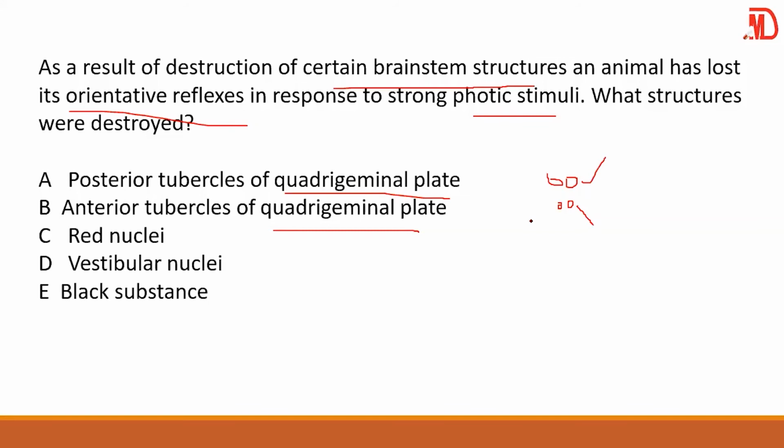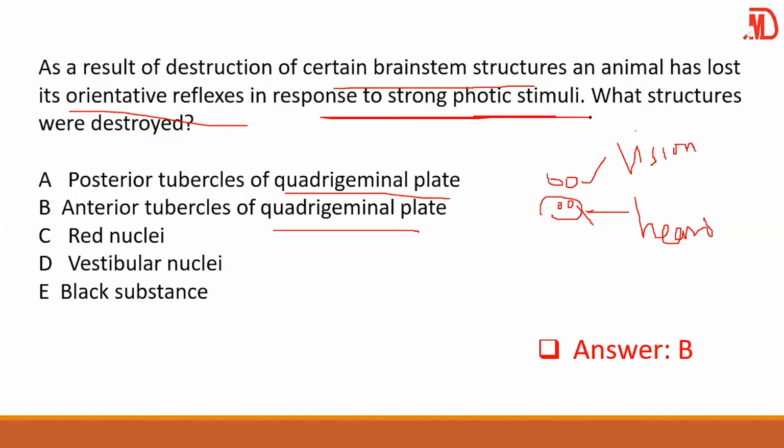The two inferior ones are responsible for hearing. While the superior ones are responsible for vision. So inferior for hearing, superior for vision. Please write this down because you're going to meet it again. If you have realized, every question is being repeated. That is the beauty of understanding what you are doing. And over here, we are talking about vision because photic has to do with light through the eyes. So definitely we are looking at the anterior tubercles of the quadrigeminal body.